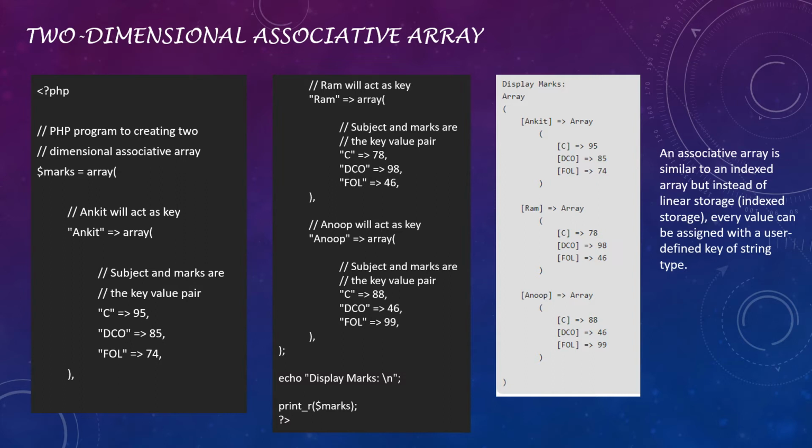The next one, RAM, will act as a key in this array, and its C is 78, DCO is 98, and FOL is 46. And the final one, Anoop, will act as the key. So Anoop is an array, and its subject and marks are the key value pair. C is 88, DCO is 46, FOL is 99. Now when we echo and have it print out to the screen what it is, we show the display marks and then the array and then the 3 separate arrays inside of that one array. And that is the two-dimensional associative array.